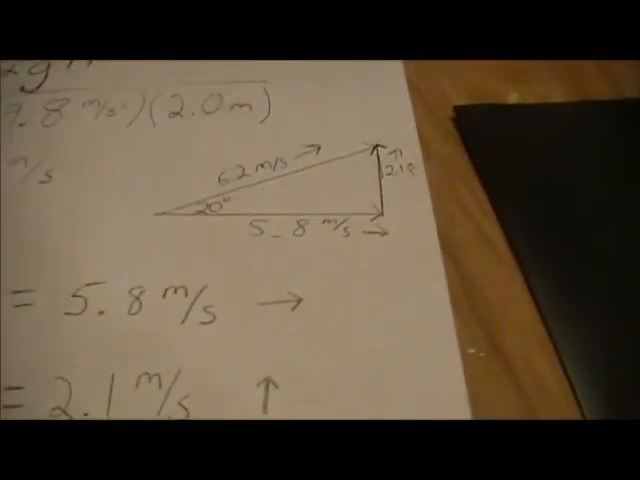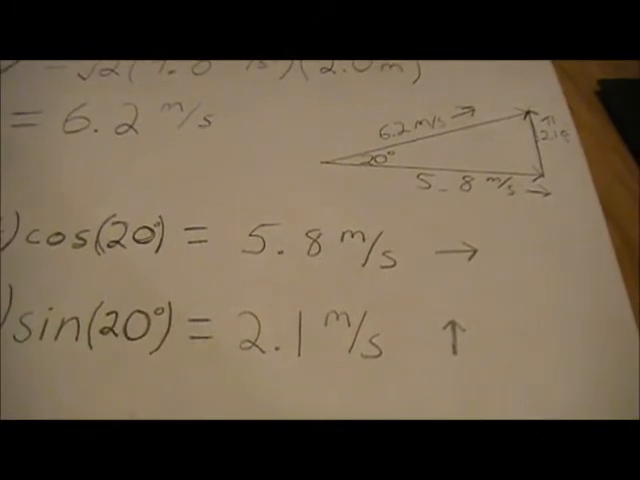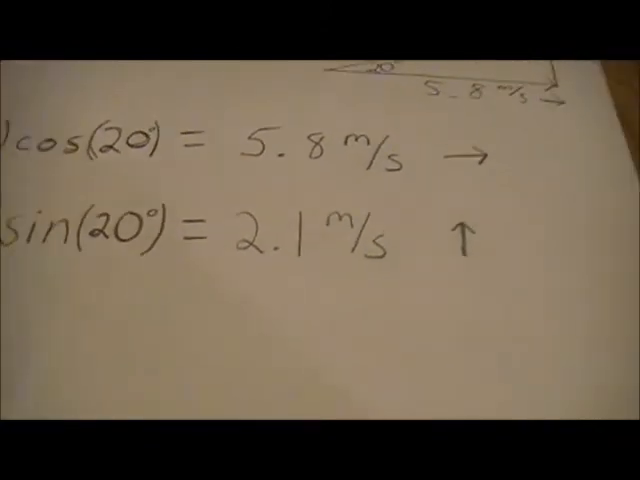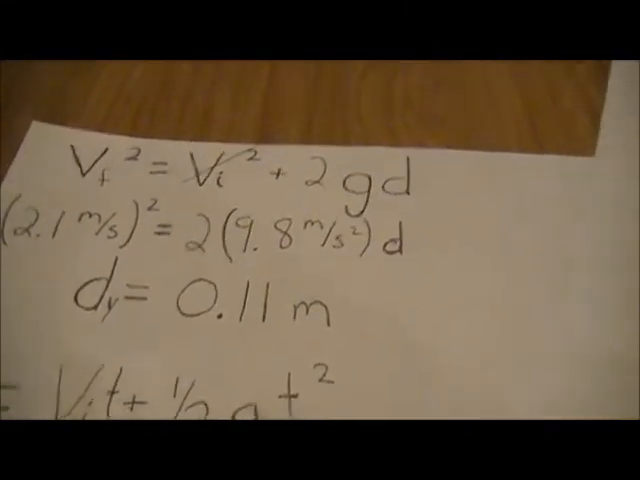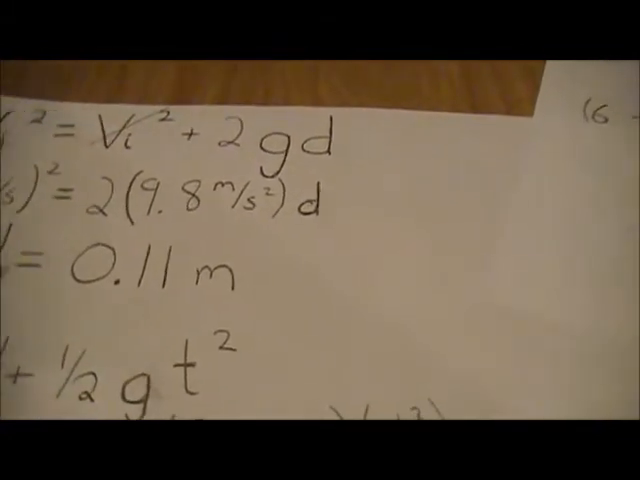To solve for the x direction, you would do 6.2 times the cosine of the angle, which gives you its horizontal velocity, which is 5.8 meters per second, and then 6.2 times the sine of the angle, which was 20 degrees, is 2.1 meters per second. Once you've done that, this is all to solve for how far the landing should be away from the jump, by the way.